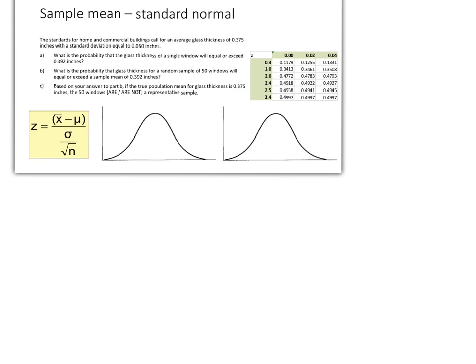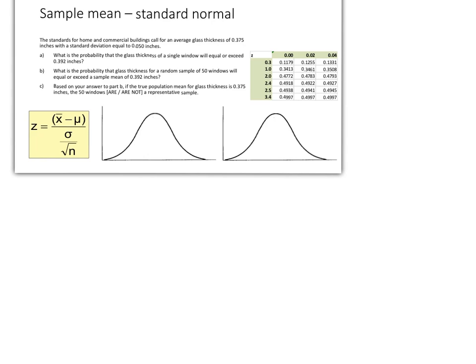In this sample mean problem, we're going to look at the difference between a sample of 1 versus a sample of, in this case, 50. But it should demonstrate the value of a larger sample size and what effect that has on the probability of a given result. Okay, so in this case we've got some standards for buildings for average glass thickness being called for of 0.375 inches with a standard deviation of 0.05 inches. Okay, so those are the building standards.